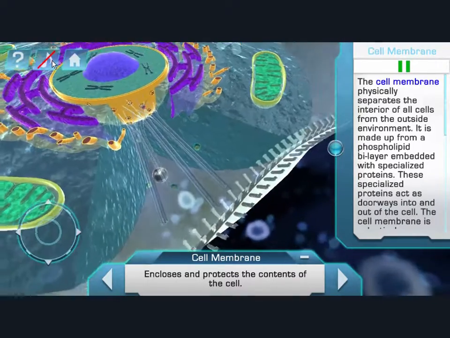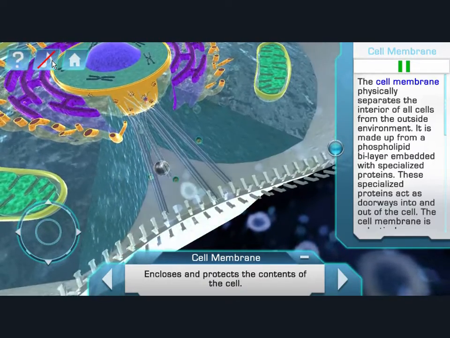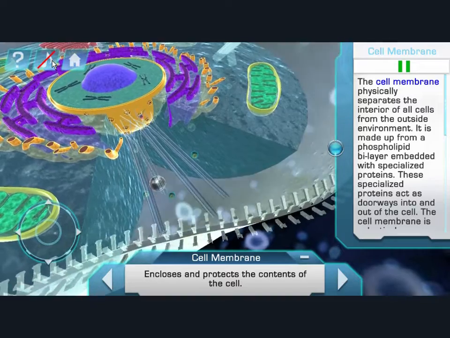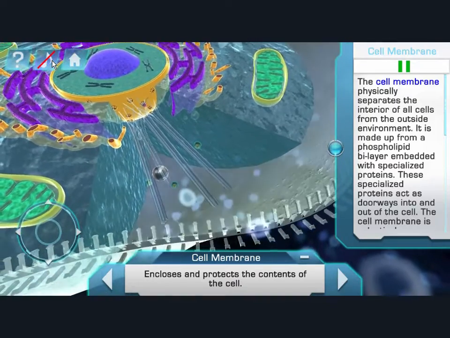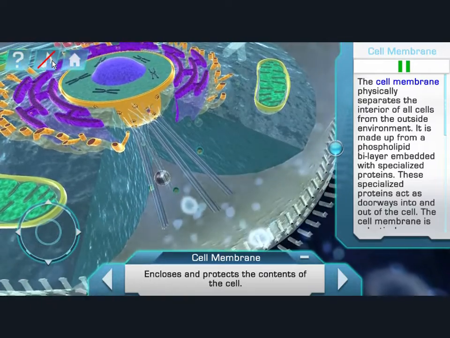The cell membrane physically separates the interior of all cells from the outside environment. It's made up of a phospholipid bilayer embedded with specialized proteins. These specialized proteins act as doorways into and out of the cell.